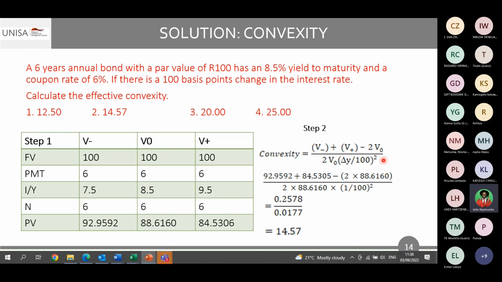Unless there's a question. Oh, I thought we already did that. So we say V minus, we already take that and put it there. V plus 88, V plus is this 84, then we put it there. Then we say 2 times 88, which is there. Then divided by 2 times 88, which is that, ladies and gentlemen, 0.2578 divided by 0.0177, which gives you 14.57.